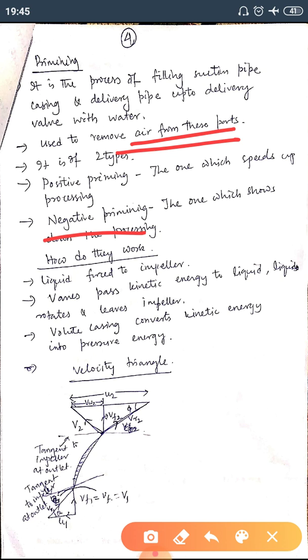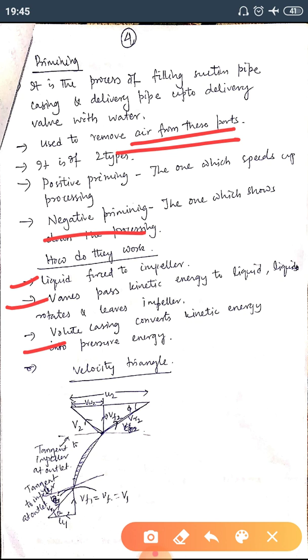How do they work? Liquid is forced into the impeller first, then the vanes pass kinetic energy to the liquid. Liquid rotates and leaves the impeller. Then the volute casing converts kinetic energy into pressure energy.